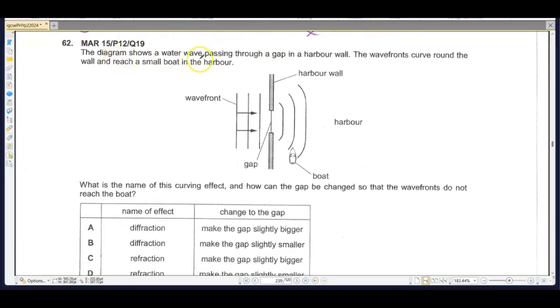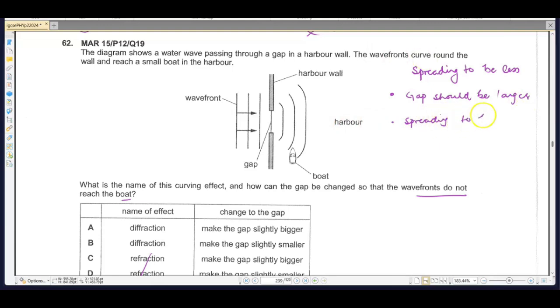Okay, question number 62. The diagram shows a water wave passing through a gap in a harbor wall. The wavefronts curve round the wall and reach a small boat in the harbor. What is the name of this curving effect, and how should the gap be changed so that the wavefronts do not reach the boat? Now we know that this phenomenon is called diffraction. It's not refraction. Now they don't want the wavefronts to reach the boat. This means that they want the spreading to be less. I've told you many times before, and I'm going to explain it one more time, that if you want the spreading to be less, then the gap should be larger, or bigger. And if you want the spreading to be more, the gap should be smaller.